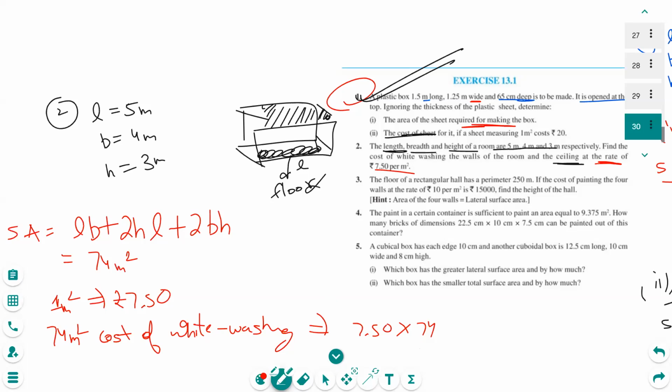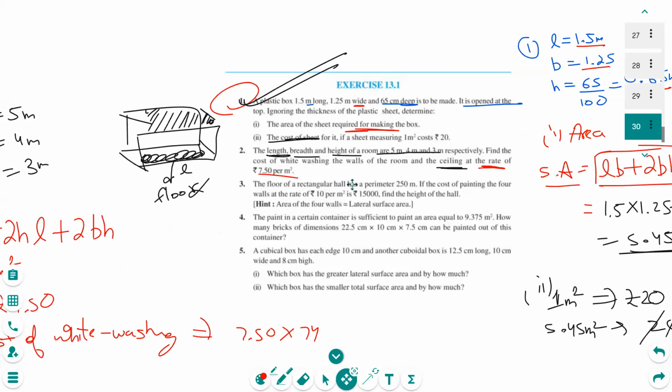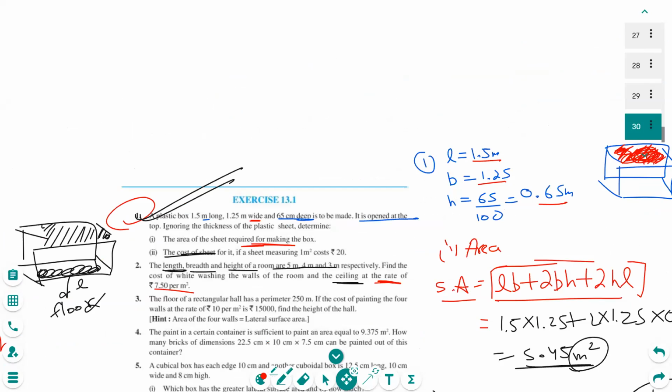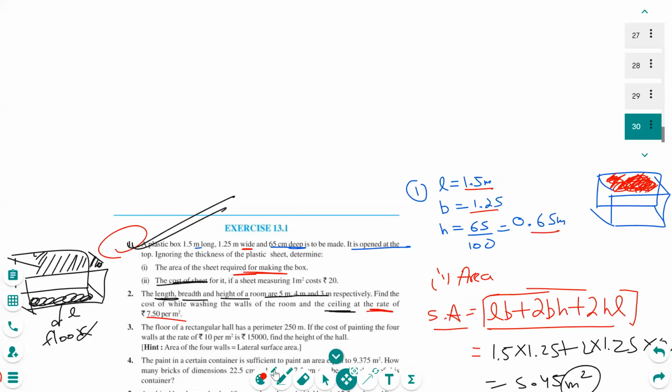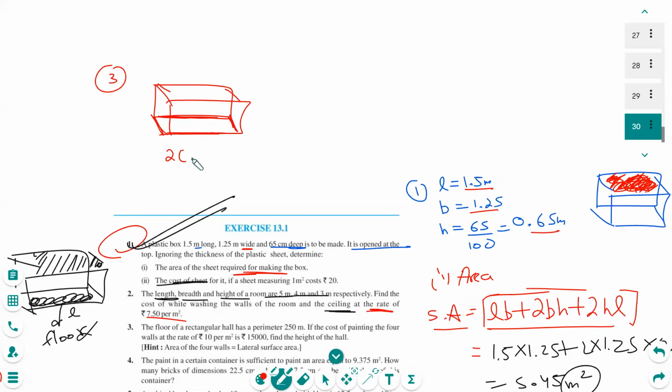So let's go for the third question. The floor of a rectangular hall has a perimeter 250 meter. Okay, so there is a rectangular hall. That means it's a cuboid. Rectangular hall and cuboid mean the same thing. This floor has a perimeter. Perimeter for the rectangle means 2(L plus B) is 250, isn't it?